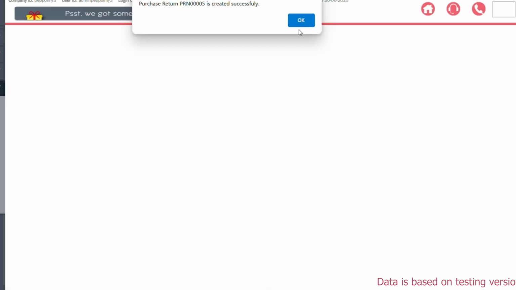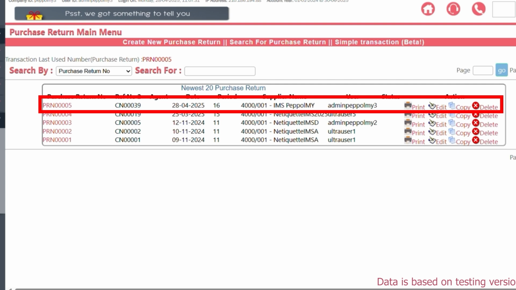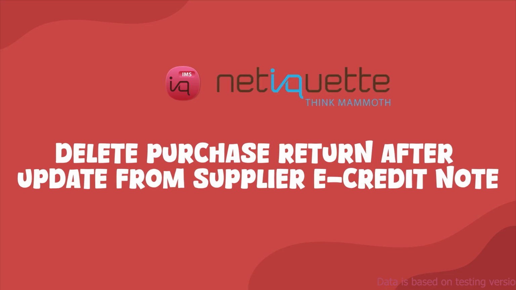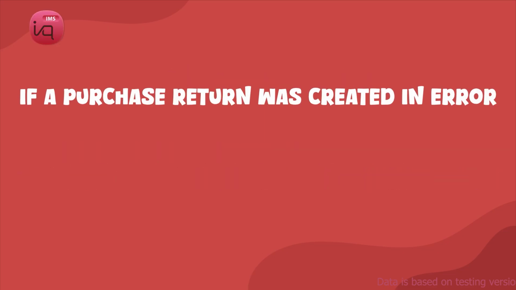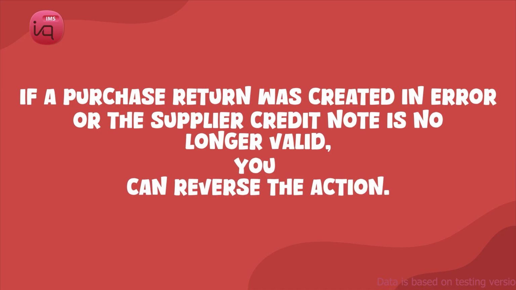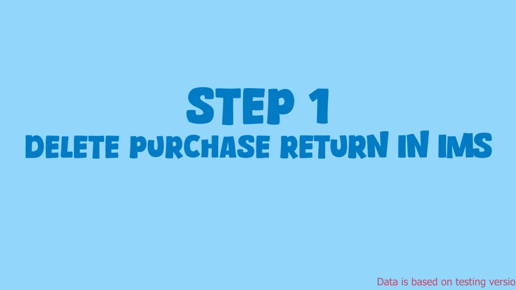Step 4. Purchase Return created. Once completed, the purchase return will appear in the Purchase Return tab. Delete Purchase Return after update from supplier e-credit note. If a purchase return was created in error or the supplier credit note is no longer valid, you can reverse the action. Step 1. Delete Purchase Return in IMS.